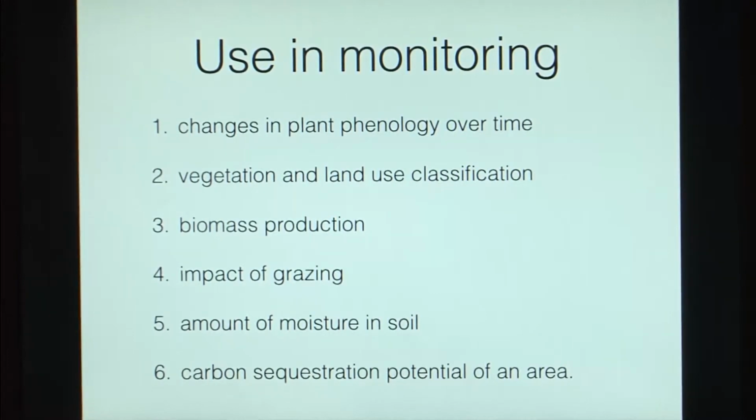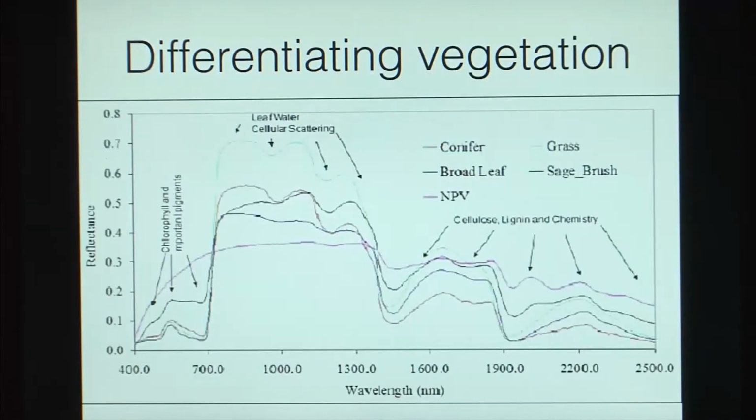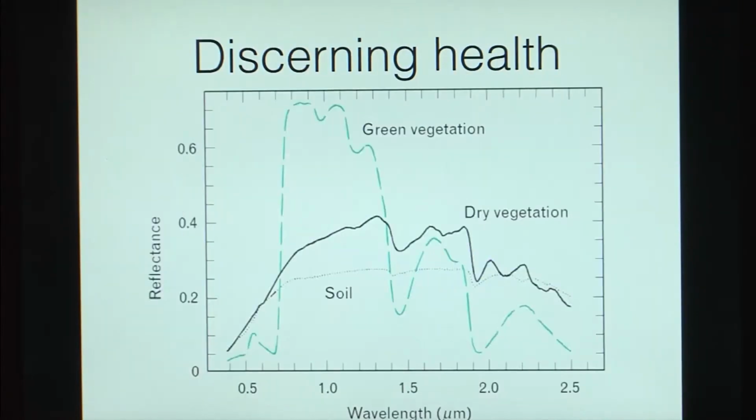Now, this index can be used to measure changes in plant phenology. It can be used for vegetation and land use classification, biomass production, impact of grazing, maybe even impact of fire, amount of moisture in the soil, carbon sequestration potential of an area, and so on. So, for instance, we can use it to differentiate different surfaces, differentiate between different kinds of vegetation, discerning the health of a plant, and so on.